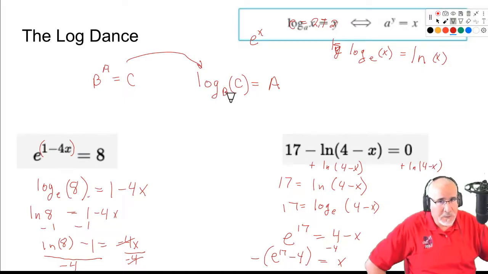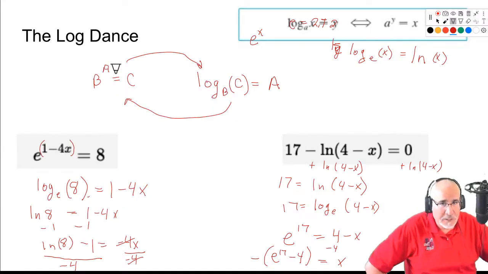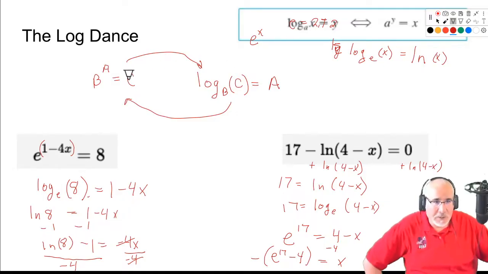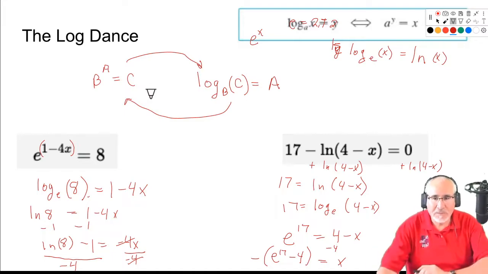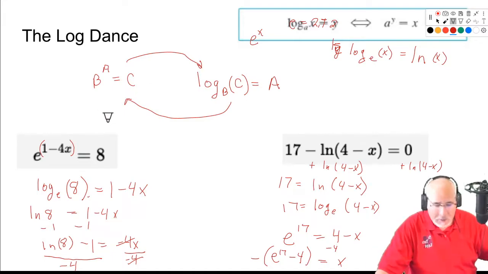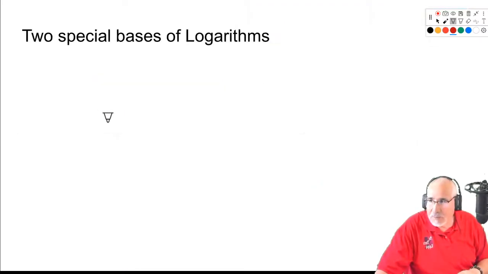If we go the other way, you see sort of the same thing. The base of the logarithm becomes the base of the exponential, the answer becomes the exponent, and the input becomes the output, becomes the answer. Okay. Guess I got these slides out of order.